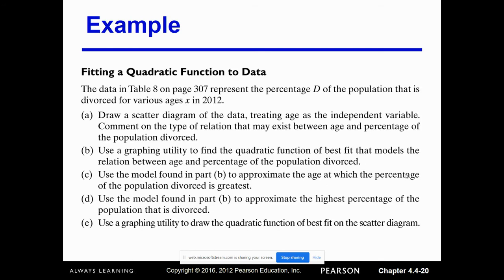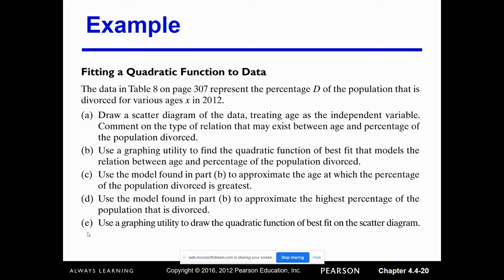So now let's look at an example of how to fit a quadratic function to data. The data in Table 8, which is on the next slide, represent the percentage D of the population that is divorced for various ages, X, in 2012. And then we would like to do the following, A, B, C, D, E, five parts. First, draw a scatter diagram of the data, treating age as the independent variable, and comment on the type of relation that may exist between age and the percentage of the population divorced.